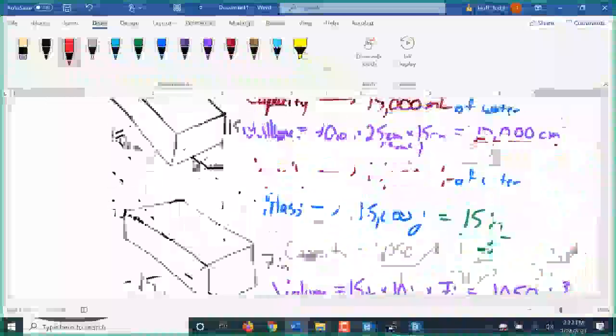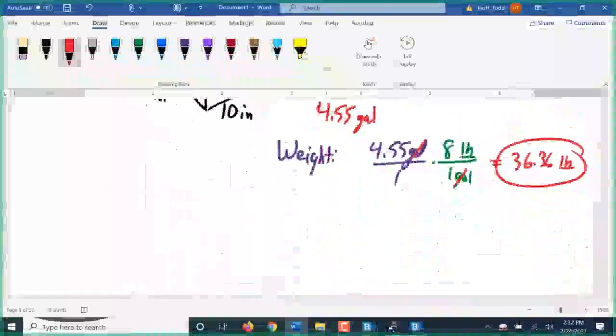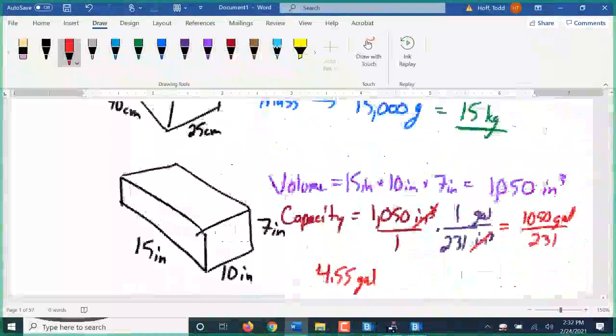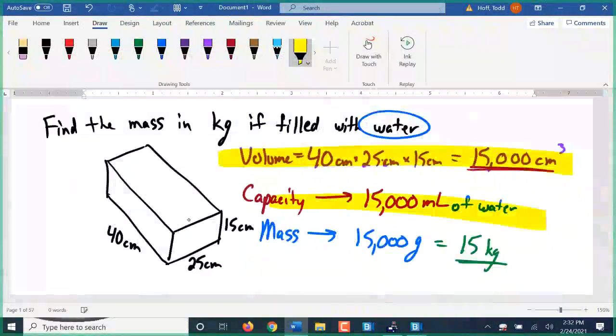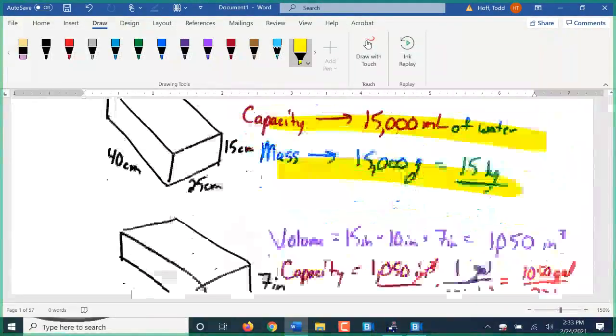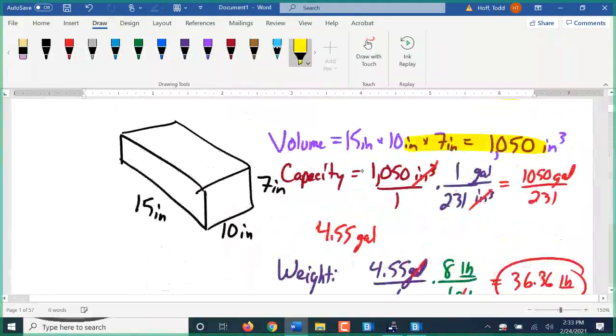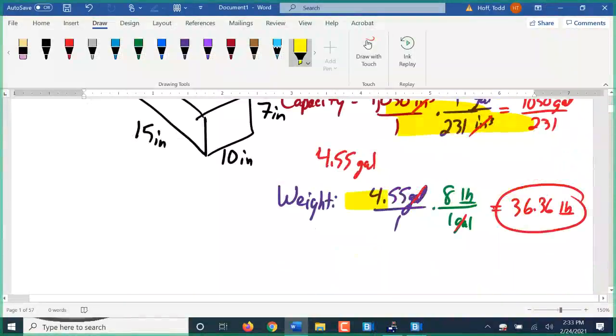So you can see how that is not near as easy as the metric calculation up here. Metric, once we calculate the volume, everything else was just moving decimal points for the units. There's no calculation left. You get from volume to capacity to mass. Here, to get from volume to capacity, we had to do an ugly conversion, and then another one to get from capacity to weight.